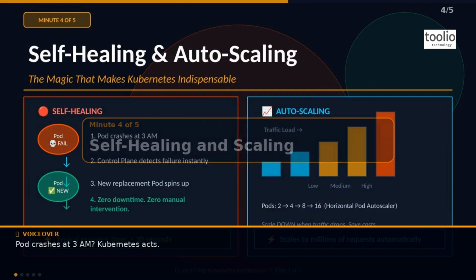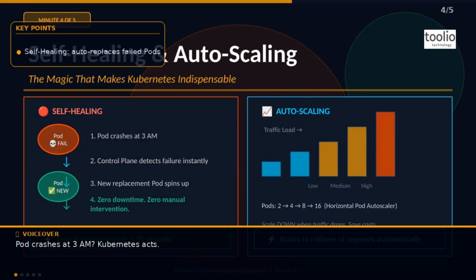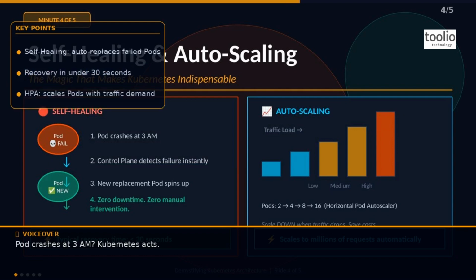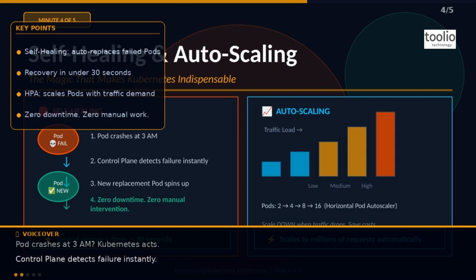Self-healing and auto-scaling. This is where Kubernetes earns its reputation. Let us talk about self-healing first. In a traditional setup, if a server crashes at 3 in the morning, your application stays down until an engineer wakes up and fixes it. With Kubernetes, the moment a pod or node fails, the control plane detects it immediately. No alerts. No human needed. It automatically spins up a brand new replacement pod on a healthy node. Typically within 30 seconds. That is self-healing.